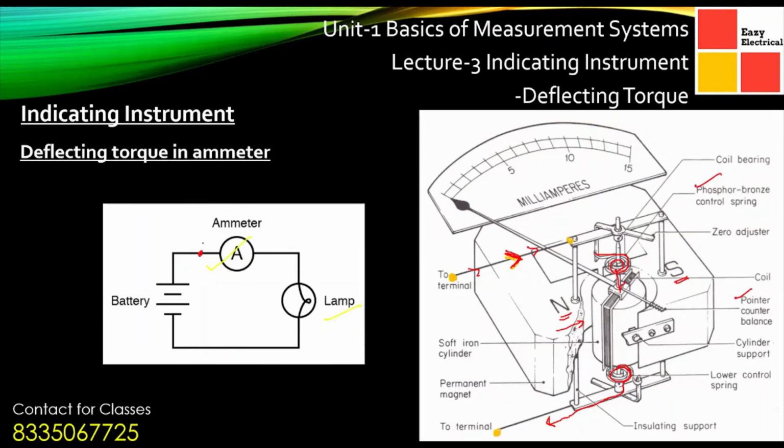Suppose this is position 1 and this is position 2. In this direction the current starts to flow. From there it passes through this hairspring, then to this coil, then through the other hairspring, and comes out in this direction. This is the normal current flow direction, and it produces one type of flux, and this permanent magnet produces another type of flux. These two fluxes produce the deflecting torque in the ammeter. This much you need to understand from this.